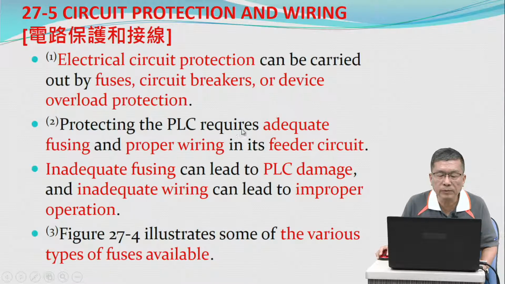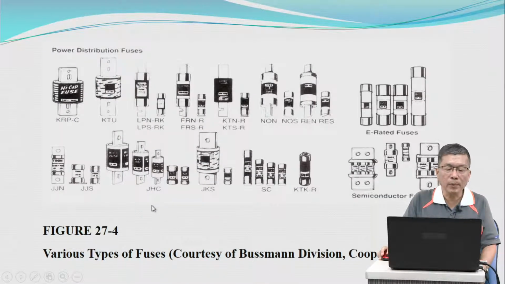Protecting the PLC requires adequate fusing and proper wiring in its feeder circuits. Inadequate fusing can lead to PLC damage, and inadequate wiring can lead to improper operation. Figure 27.4 illustrates some of the various types of fuses available. Various types of fuses.